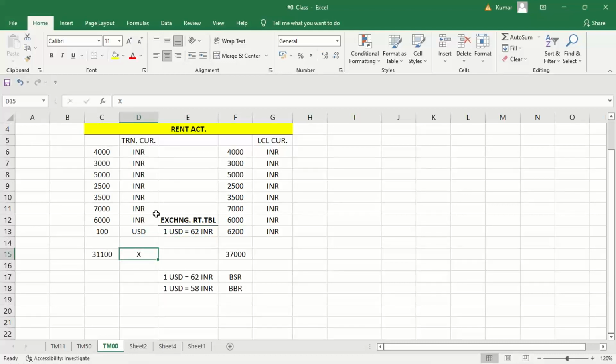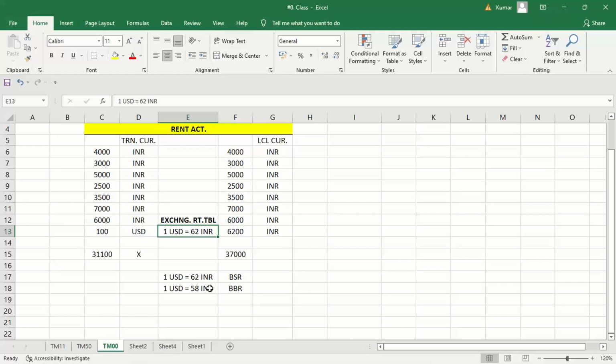So what I said here, exchange rate table. The rates are going to be maintained in the exchange rate table. And the question I asked: under which circumstances do we maintain only the bank selling rate in the exchange rate table, and when do we maintain only the bank buying rate? So here, bank selling rate, I told.